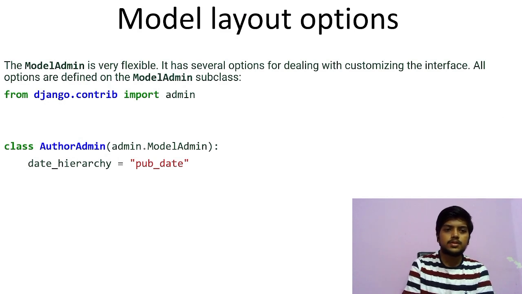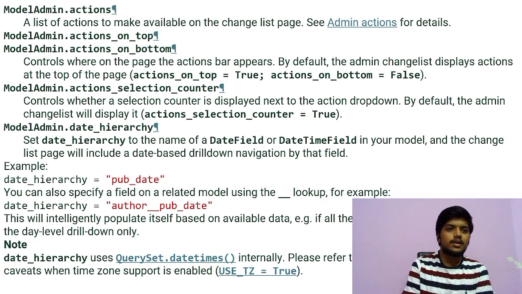ModelAdmin layout options. The model admin is very flexible and has several options for dealing with customization in the interface. All the options are defined on the ModelAdmin subclasses. From django.contrib import admin, class AuthorAdmin(admin.ModelAdmin), date_hierarchy equals 'pub_date'. ModelAdmin.actions is a list of actions to make available on the change list. See admin actions for details. This controls where on the page the actions bar appears. By default, the admin change list displays actions at the top of the page.